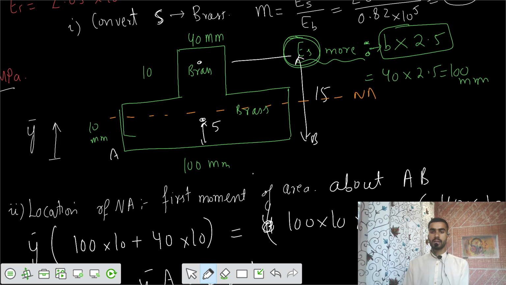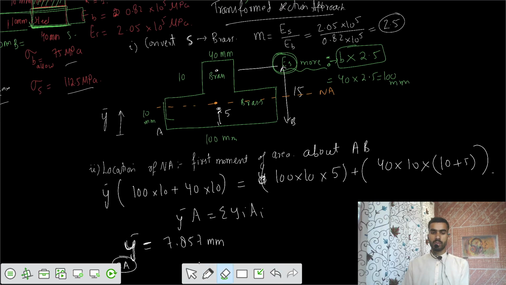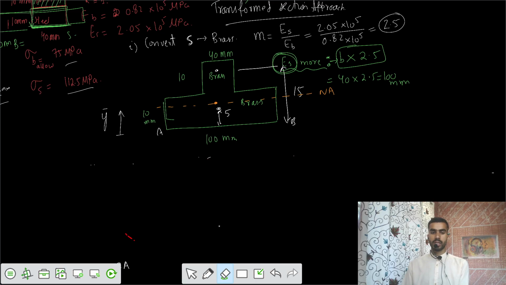Now, this is your neutral axis, and I have to calculate the moment of inertia now. See, now we have different areas, and let's say the centroid of this part would be here, the centroid of this part would be here, and the centroid of this part is somewhere here, and I would calculate those values. So this value we got as 7.857.